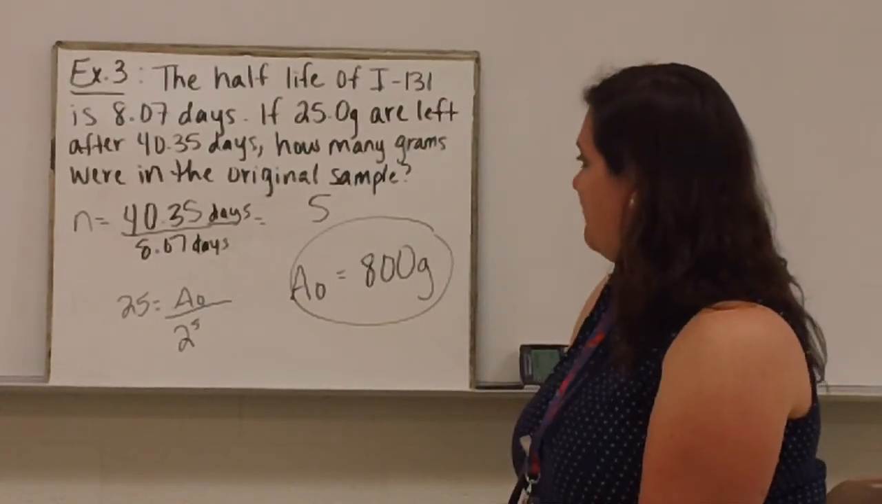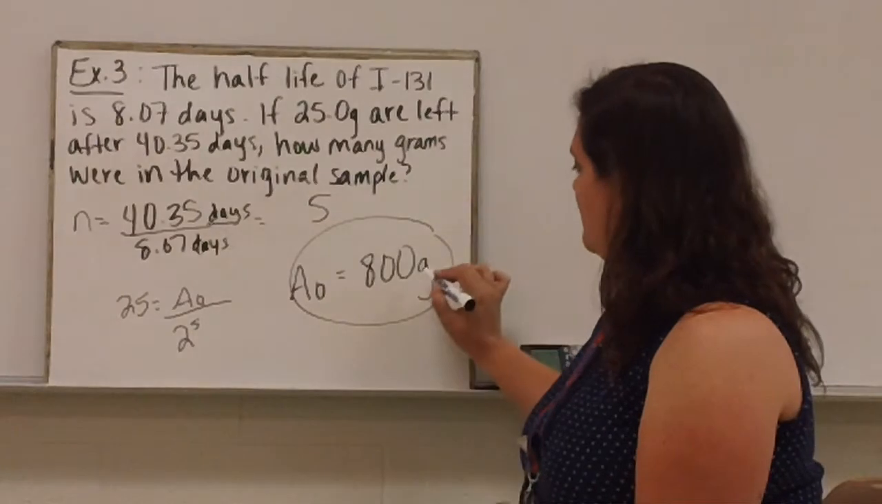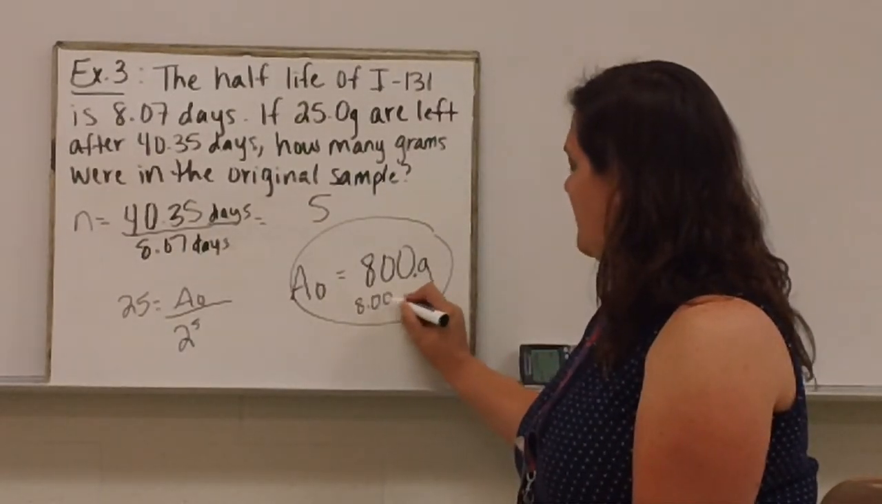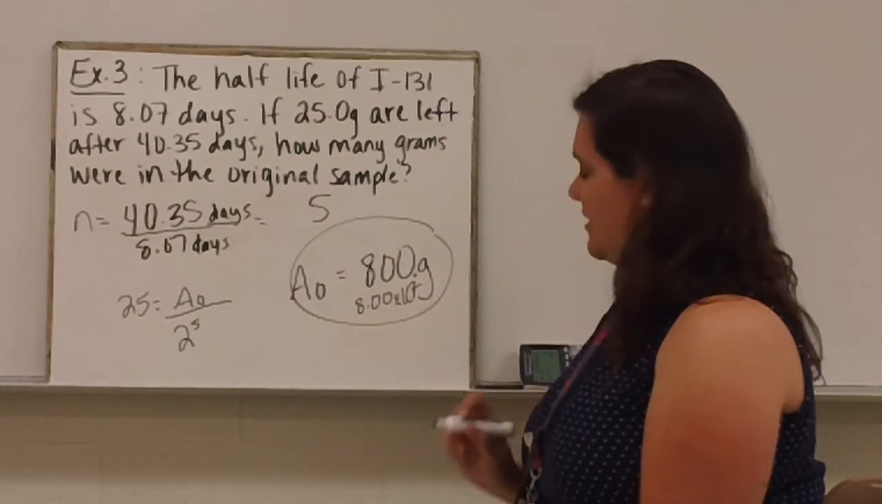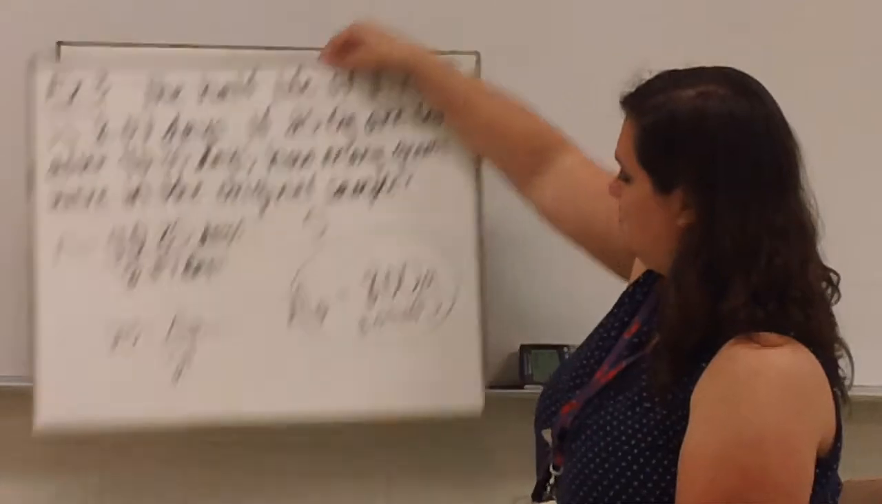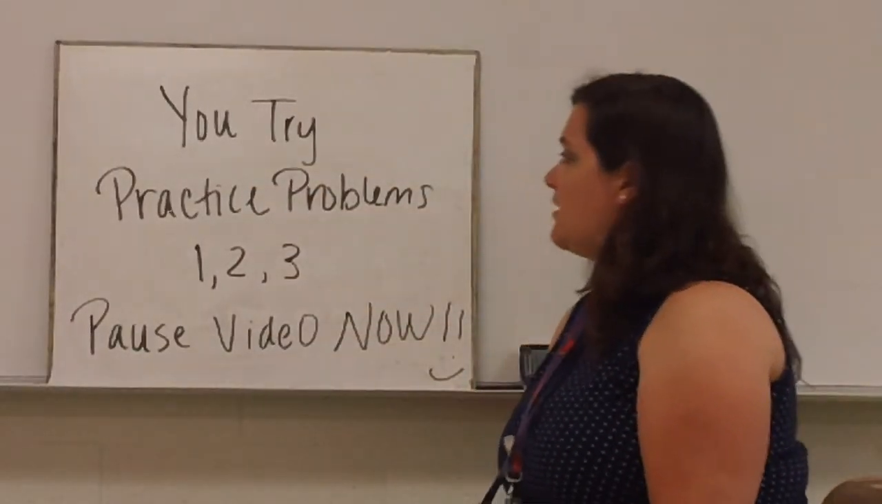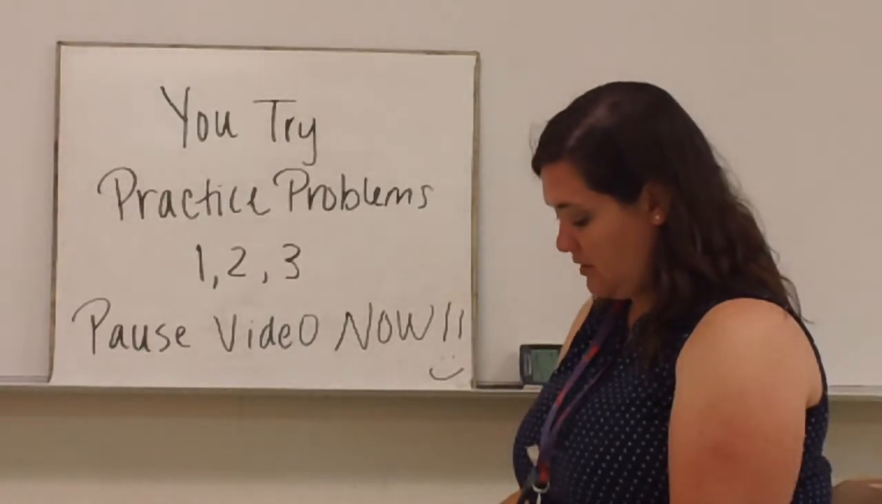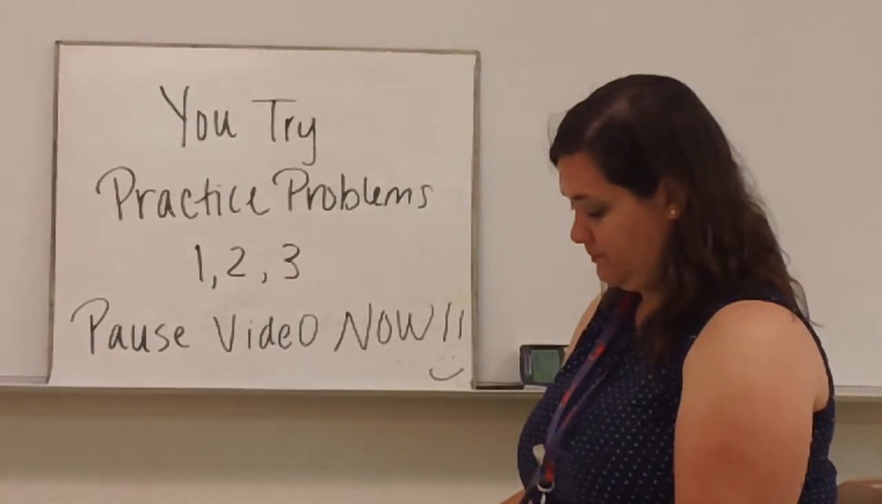And technically for our significant figures, we should have 3. And so we should have a decimal point here. Or we could write it as 8.00 times 10 to the second. That would work too. Alright, you try practice problems 1, 2, and 3. Pause the video and do those, and then I will show you the answers.